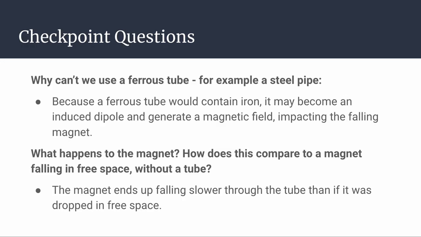Some checkpoint questions. Why are we able to use a Ferris tube, for example, a steel pipe? That's because a Ferris tube would contain iron, which may become an induced dipole and generate a magnetic field, which would impact the falling magnet. And what happens to the magnet through this tube, and how does that compare to a magnet falling in free space without a tube? The magnet ends up falling slower through the aluminum tube than if it was dropped in free space.